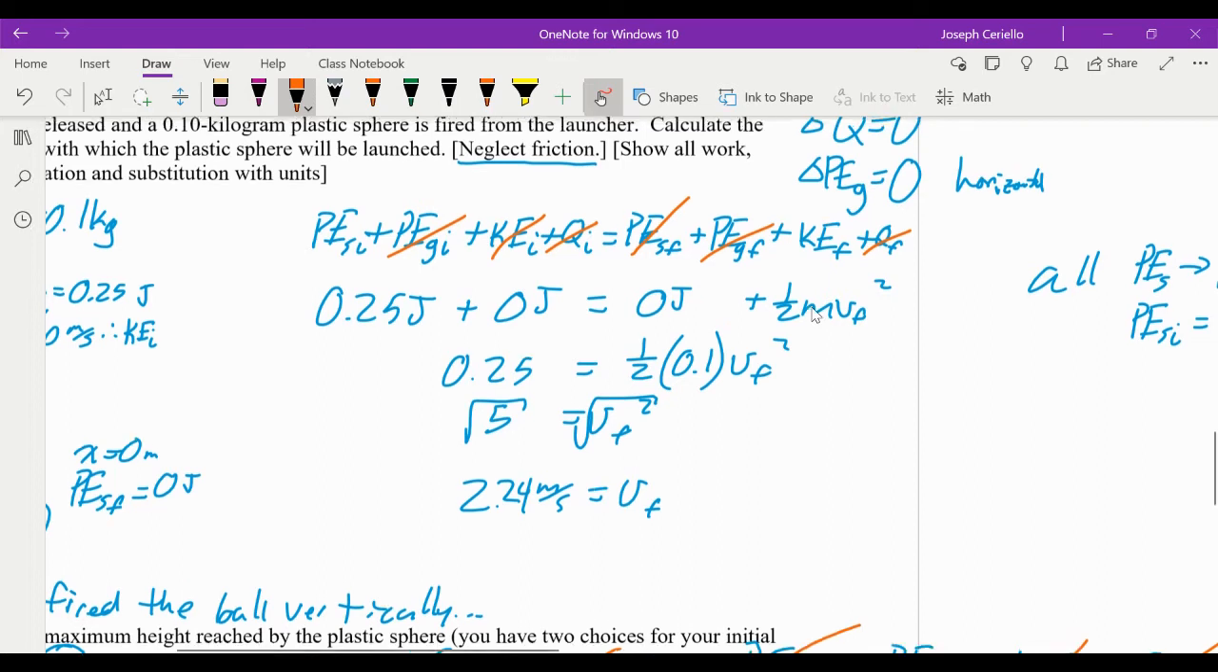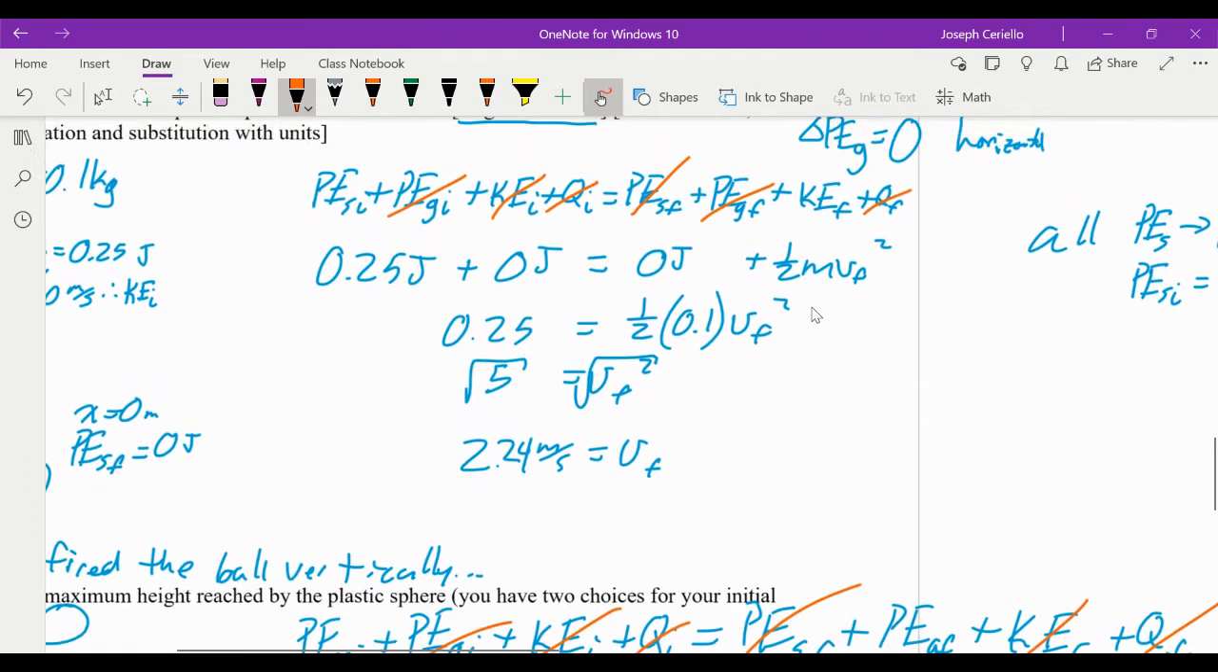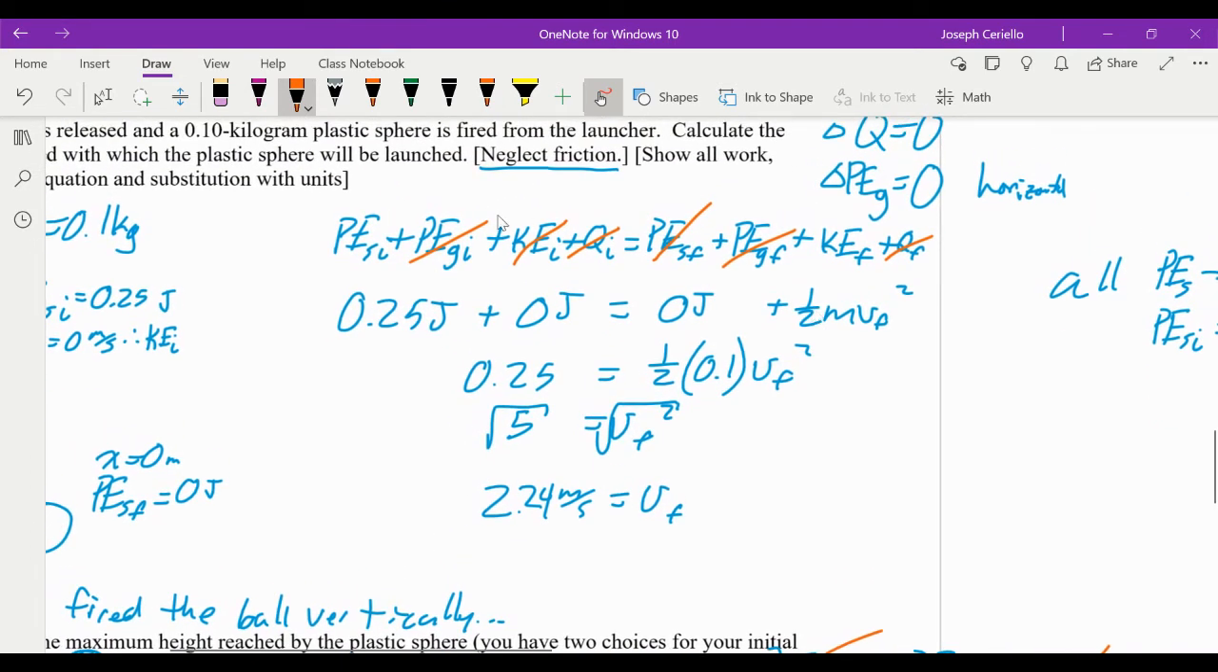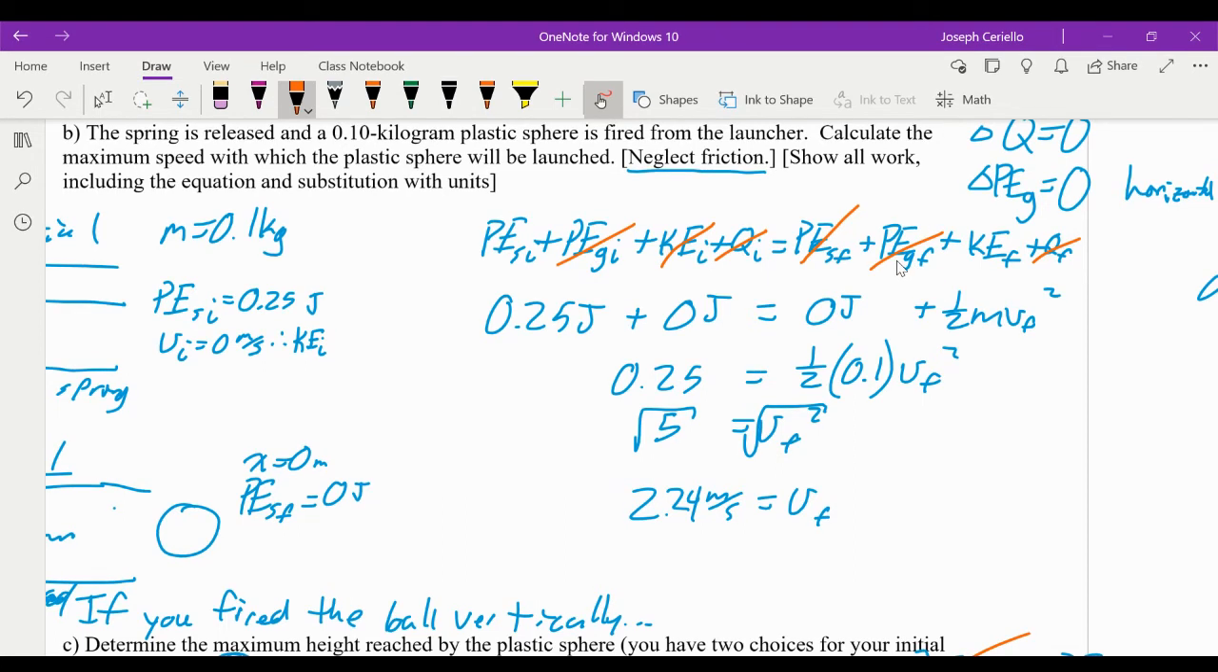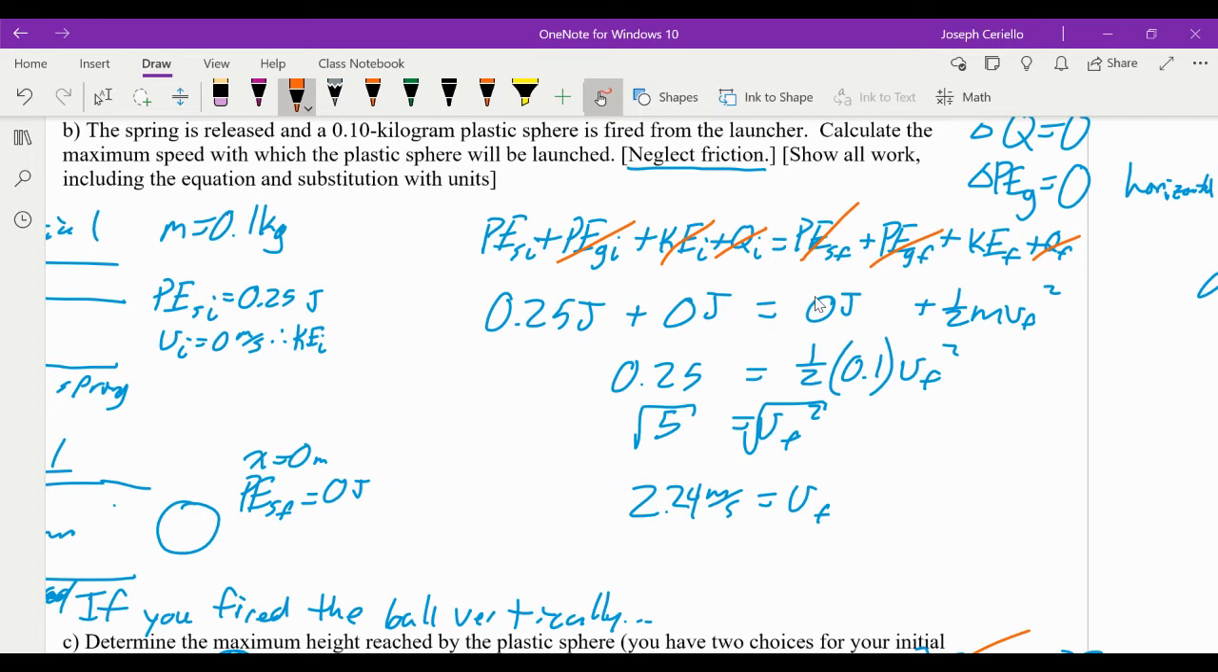There was a lot here, so here's what I recommend you do. Work through this again, and set up this first line here with all these types of energy. And go through one by one, explaining to yourself and writing it out: why do the initial gravitational potential energy and the final gravitational potential energy cancel out? Why is our initial kinetic energy 0? Why are our Q 0? Why is my final spring potential energy 0? Prove it to yourself, explain it to yourself again, write it out.